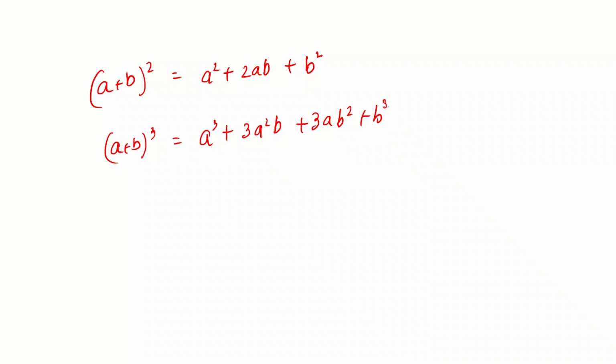But the problem arises when the powers keep on increasing. If I ask you to find out (a + b)^4, you may not be remembering the formula. So what you might probably do is write down (a + b)^4 as (a + b)^2 times (a + b)^2, and then multiply these two terms and get the required expression on some further simplification.